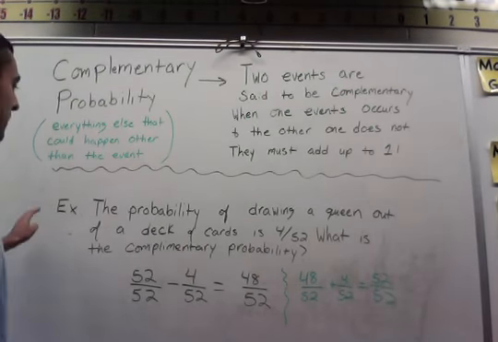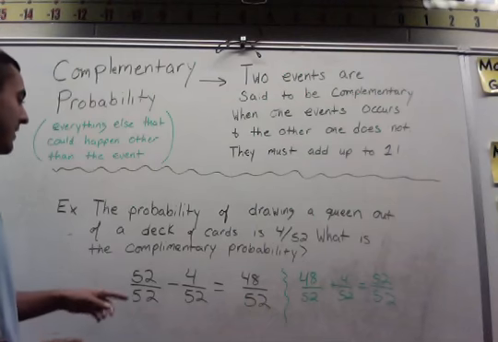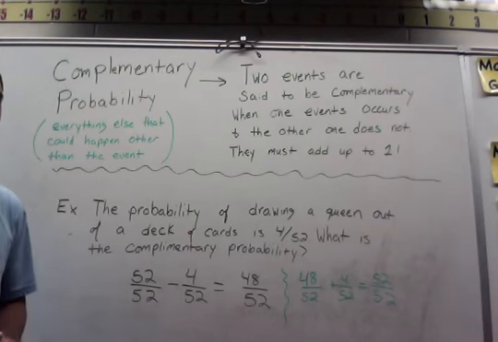All right, the example is this. The probability of drawing a queen out of a deck of cards is 4 out of 52. What is the complementary probability? And again, I know I have a deck of cards here, and there are 4 queens in the deck. What is the complementary probability?